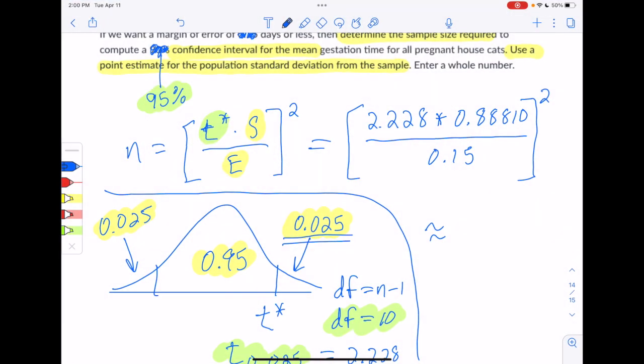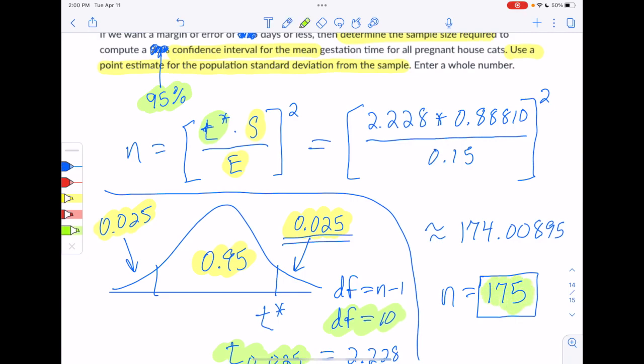All right, so 174.00895. We need a whole number. You would think we would round that to 174 since we're so close to 174. But remember, when you're calculating sample size, you always round up, even if down is closer. We want to make sure we don't have a sample size that's too small, and so when we end up between two integers, we go with the bigger sample size. So what we would enter into active learning is this 175 right there.